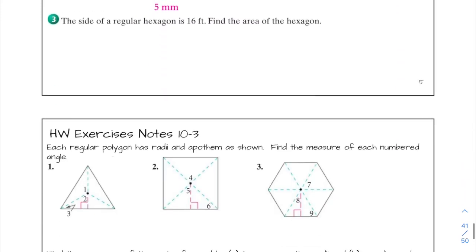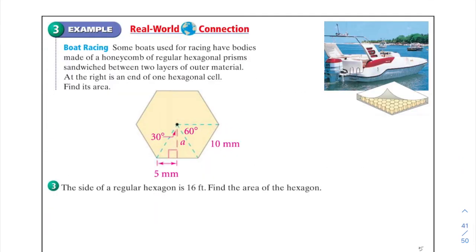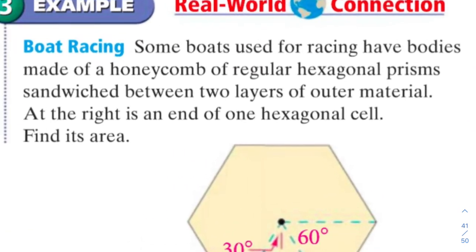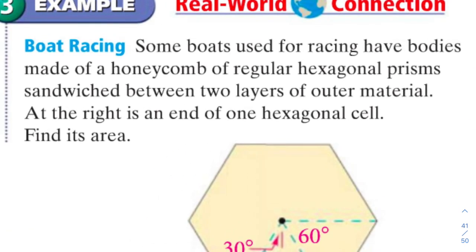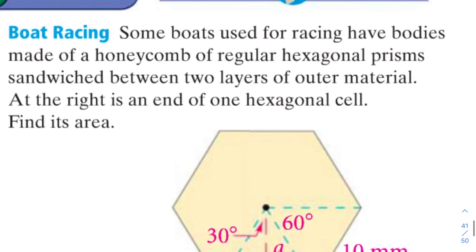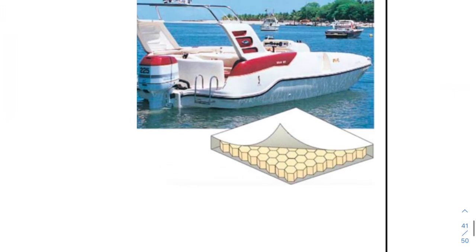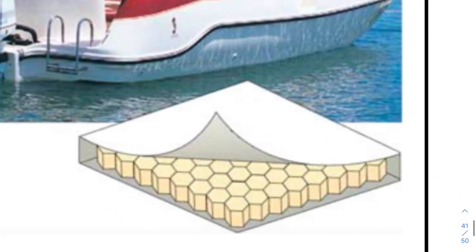All right. Last slide. So here we have a boat used for racing, which has bodies made of honeycomb, of regular hexagonal prisms, sandwiched between 2 layers of outer material. At the right is an end of one of the hexagonal cells. Find its area. So here you have an example of the boat, and you have inside what that looks like. So you have all of these hexagons right here. Okay, so we want to find the area of one of them.